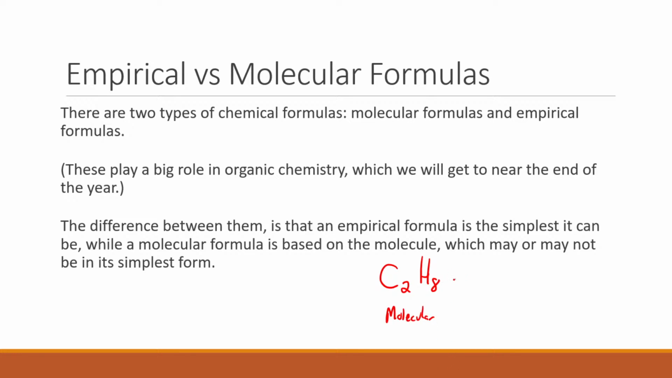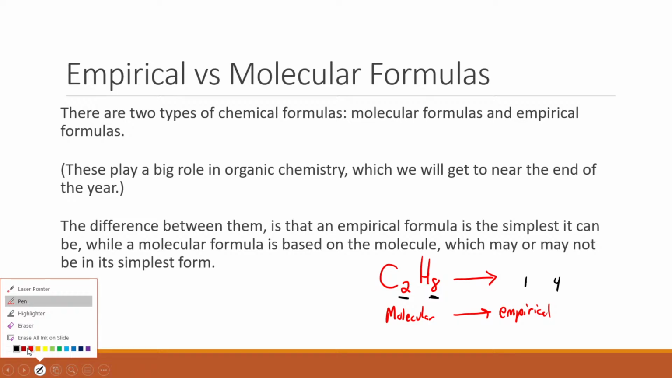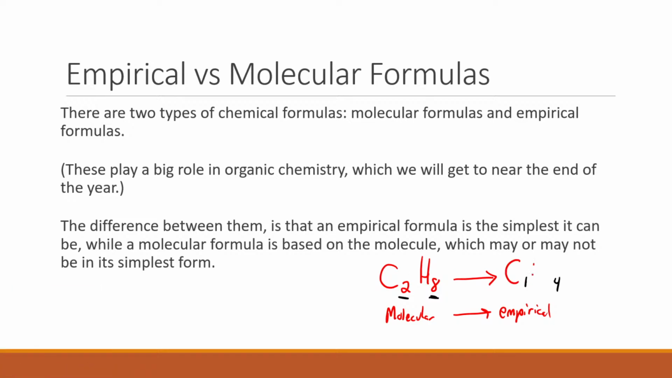Now, when I want to get the empirical formula, I would reduce these subscripts down to their most basic ratio. A 2 to 8 ratio is the same thing as a 1 to 4 ratio. And so, my empirical formula would be C1H4, reducing the subscripts down to their simplest ratio possible.